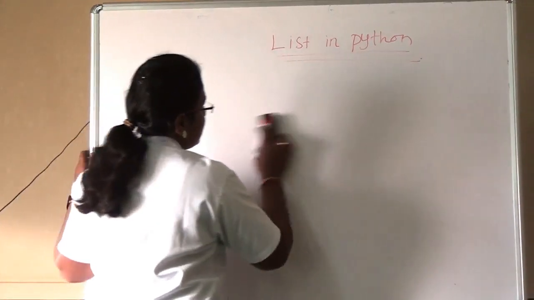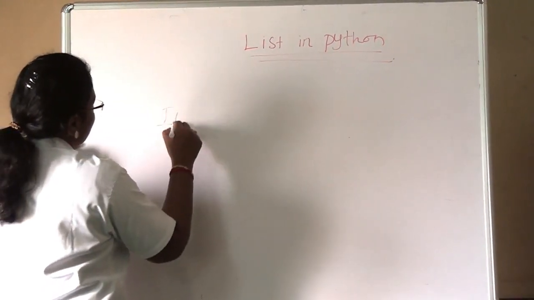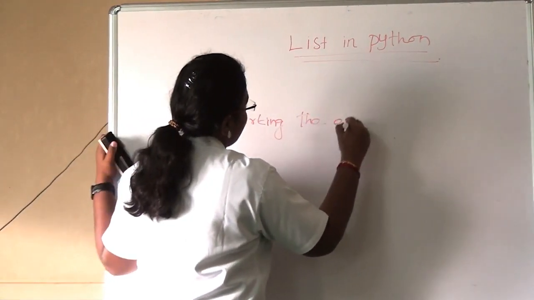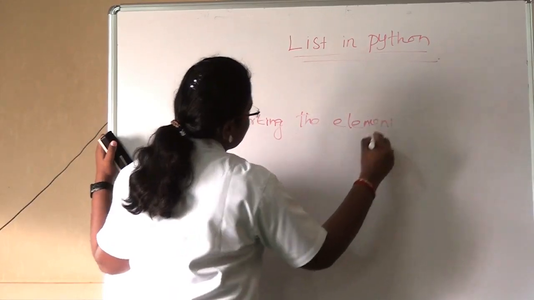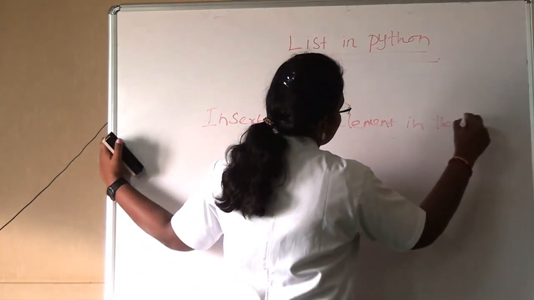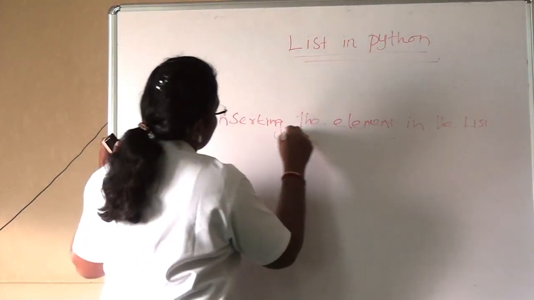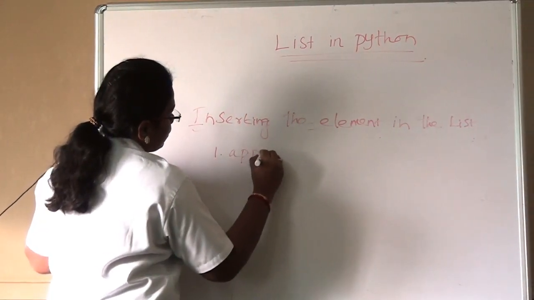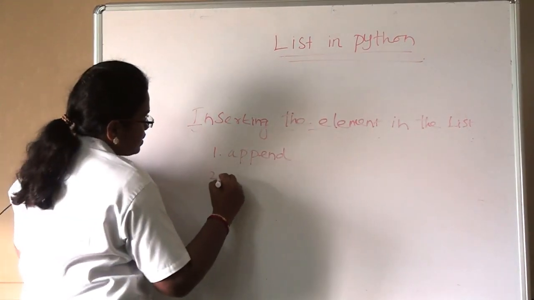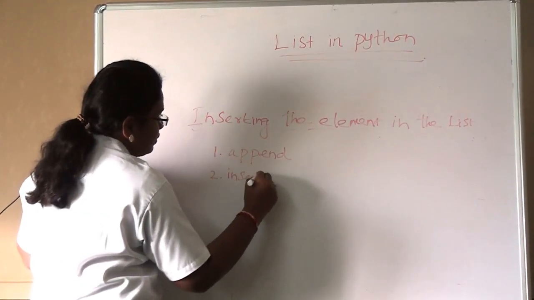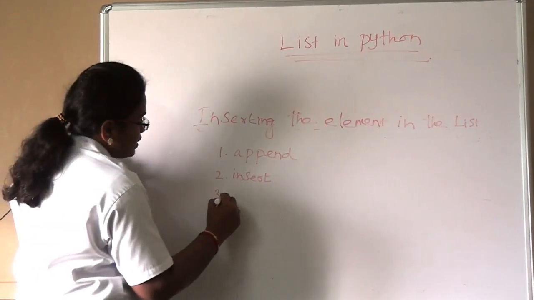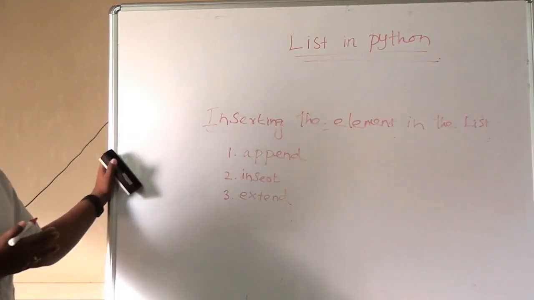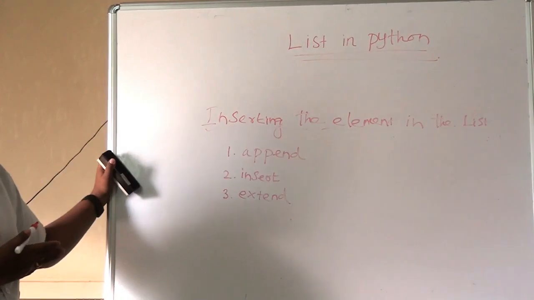Okay, then the ways of inserting. The next topic is inserting the element in the particular list. First way is by using append. Second way is by using the built-in function insert. And third way is by using the function extend. All are adding content to the list, but there is a difference between these three functions.